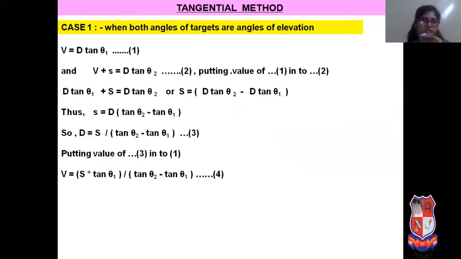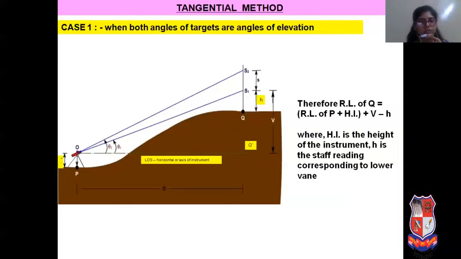After deriving the formulas for horizontal and vertical distance, we have to find the reduced level of the staff. So the reduced level of the staff can be determined as the reduced level of P plus HI plus V minus h, which is quite similar to the movable hair method.